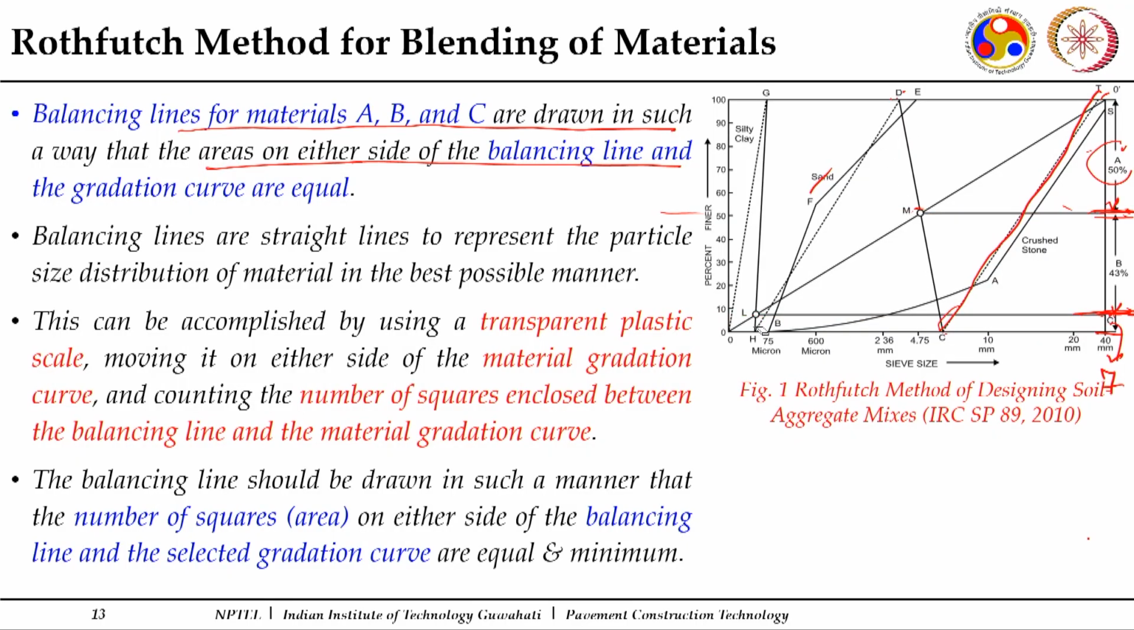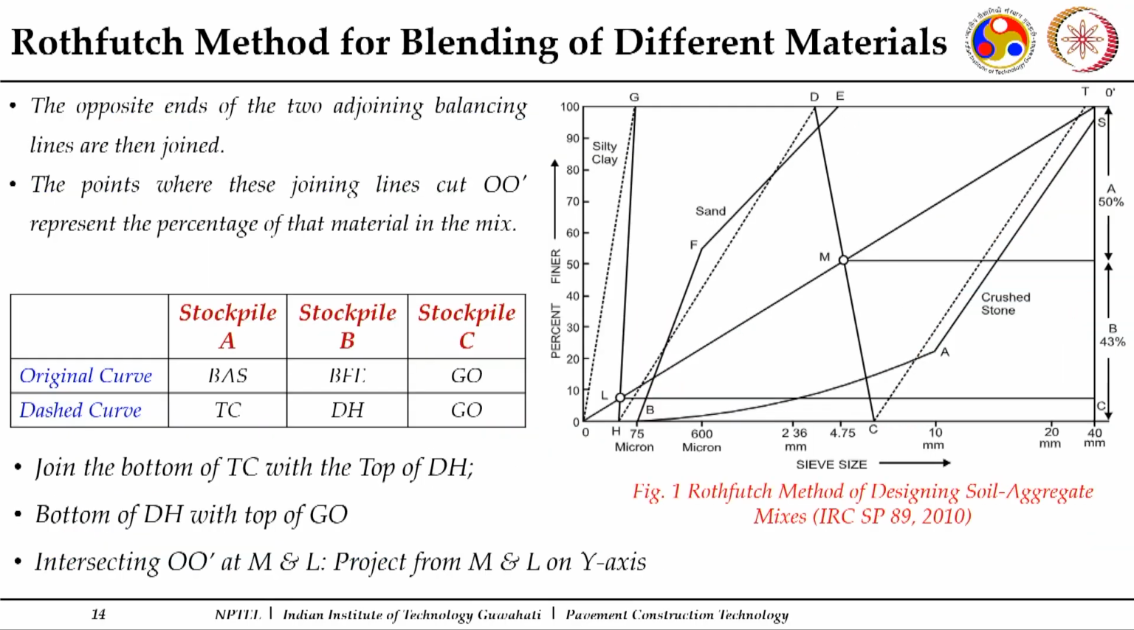Nowadays you have a good amount of programming available, where you can attempt this to get the best possible gradation which is near to the desired one. So, this is again an explanation that once you have this gradation, you have the balancing lines, and you project them and get the percentages of all these 3 materials.